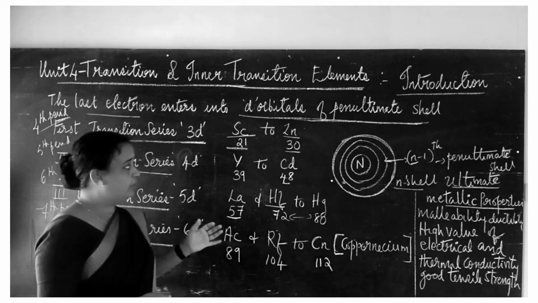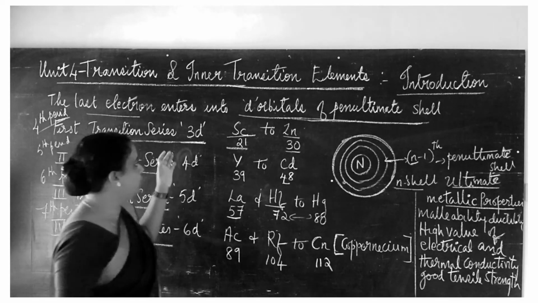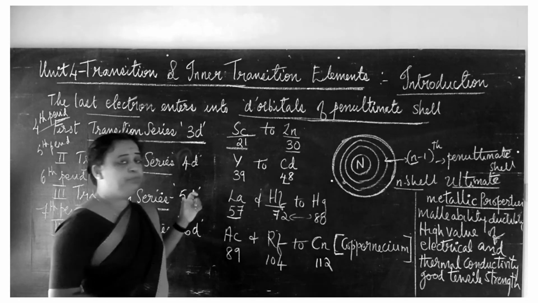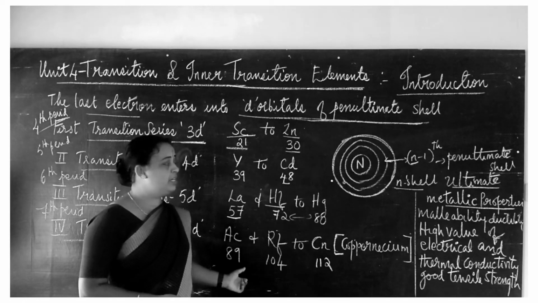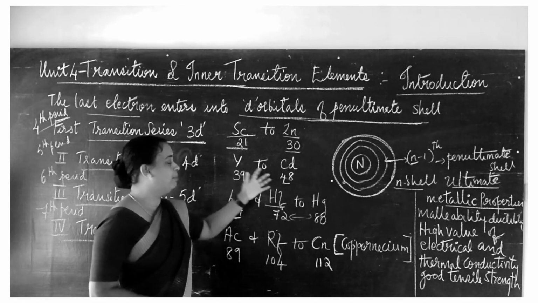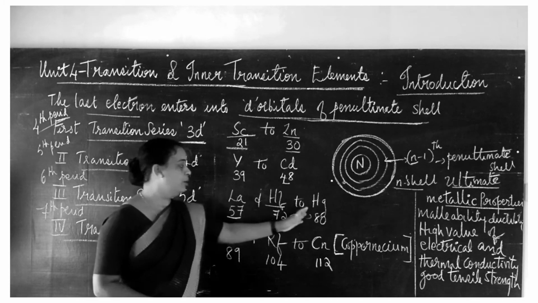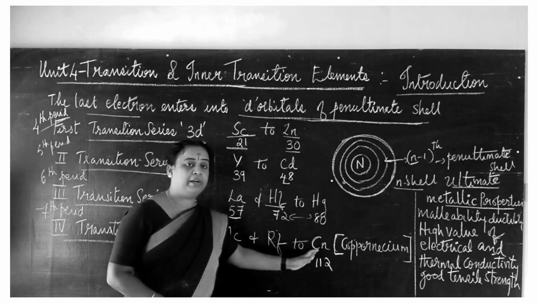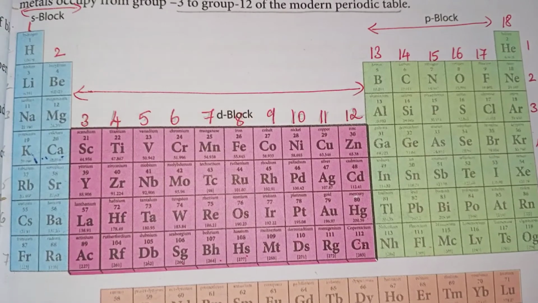Among the transition elements, you should know the names of the elements. It is very simple to learn them: scandium to zinc, yttrium to cadmium, lanthanum, then hafnium to mercury, then actinium, and rutherfordium to copernicium. Different elements are there, and we will see these names.